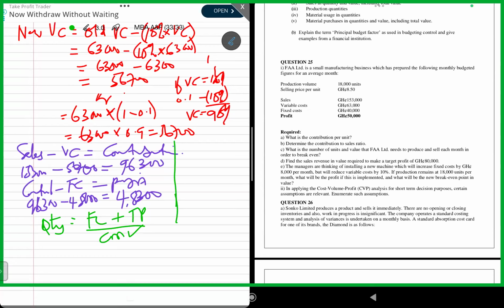So to find a new contribution margin, we have to take the sales figure. This will be a long process. Contribution margin is equal to what? Selling price minus variable costs. So the contribution equals the sales figure, 153,000 minus 56,700. Is the contribution margin the same as contribution per unit? Yes.